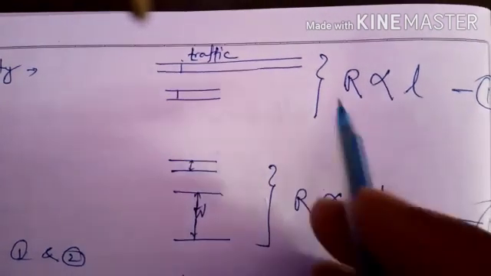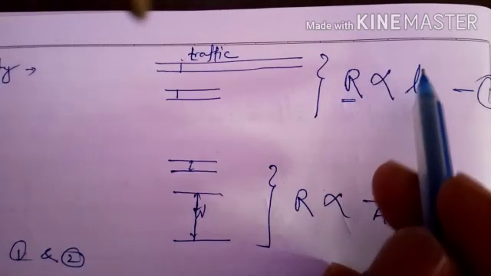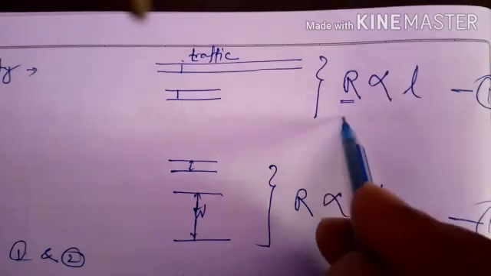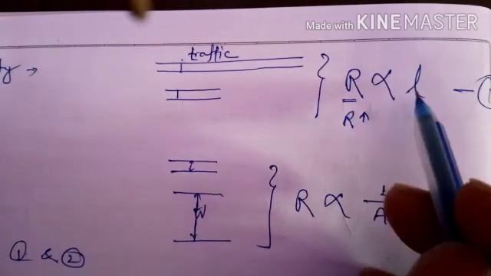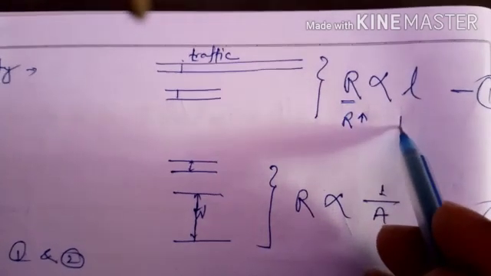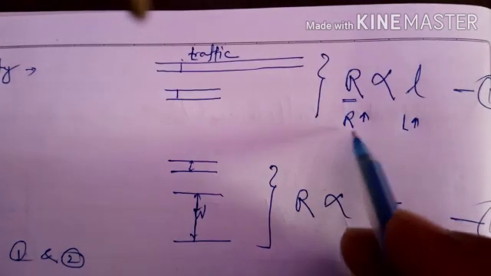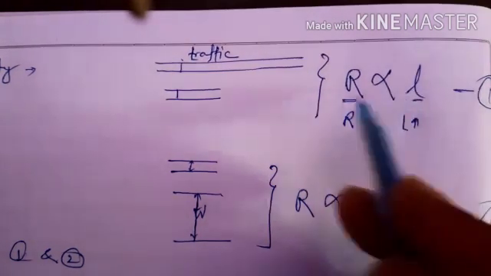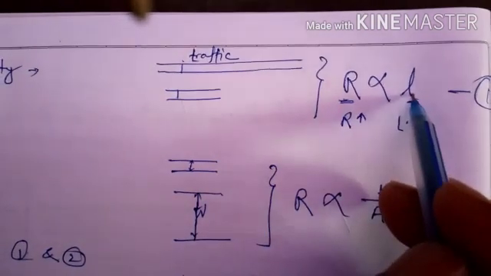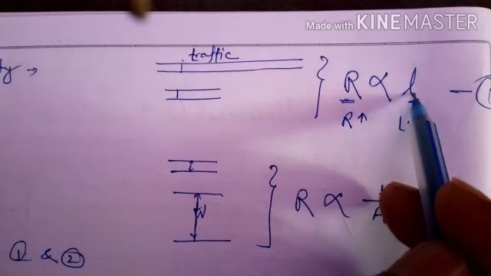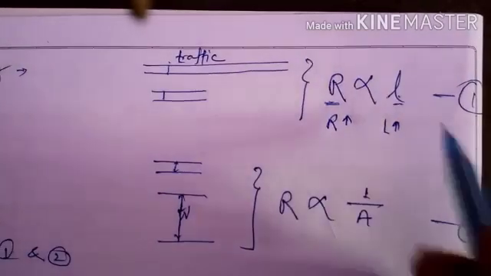So here we can say the resistance is directly proportional to length. That means if the length increases, then the resistance will also increase. If the length decreases, resistance will also decrease. So resistance is directly proportional to the length of the conductor. And this one we can say is equation 1.